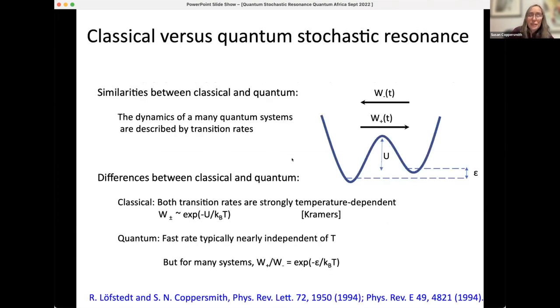Okay, so now I just did the classical case, and now here's the quantum case. Here again, one of the rates, this W minus, is essentially independent of temperature, right? And the rate that is modulated is the up rate. But again, this one's independent of temperature, and the ratio is e to the minus epsilon over kT. So once again, I can either modulate epsilon, the energy difference, or I can modulate kT, and it's the same, because everything comes in through those rates, and the rates depend only on the ratio.